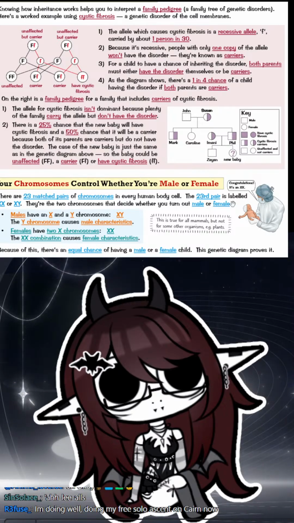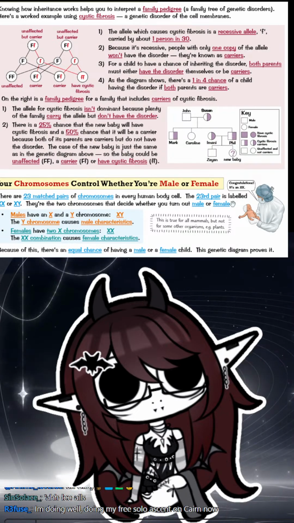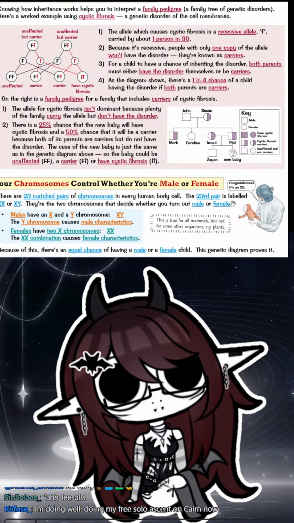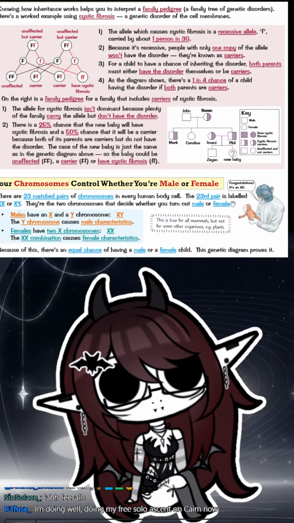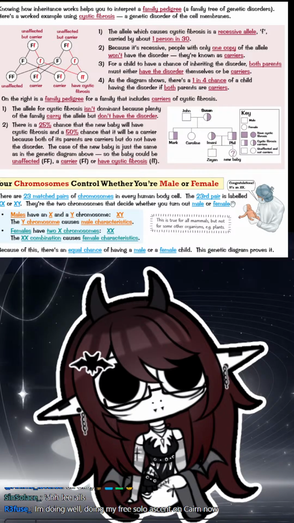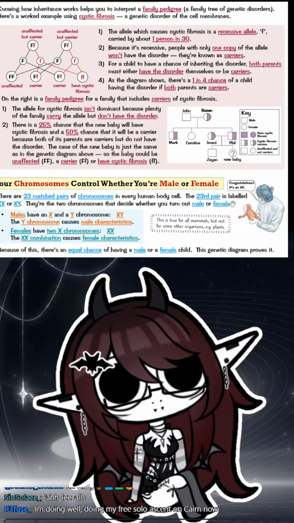The allele for cystic fibrosis isn't dominant because plenty of the family carry the allele but don't have the disorder. There is a 25% chance that the new baby will have cystic fibrosis and a 50% chance that it will be a carrier, because both of its parents are carriers but do not have the disorder. The case of the new baby is just the same as in the genetic diagram above. The baby could be unaffected, capital F capital F, a carrier, capital F lowercase f, or have cystic fibrosis, lowercase f lowercase f.